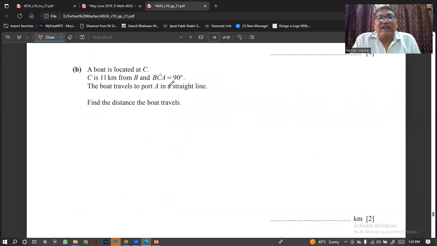A boat is located at C. C is 11 kilometers from B, and the BCA angle is 90 degrees. The boat travels to the port A in a straight line. Find the distance the boat travels.